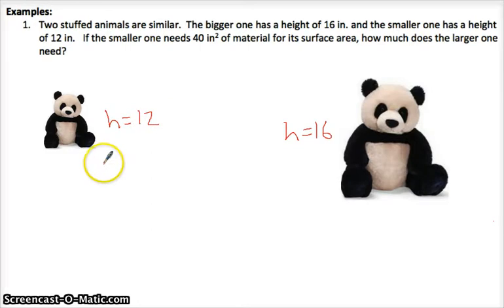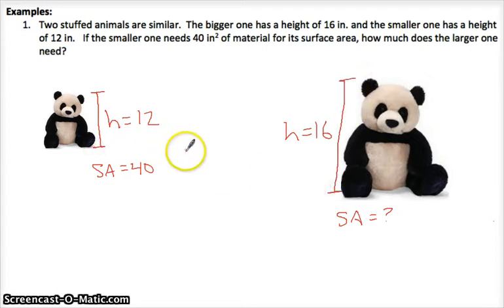The smaller one needs 40 square inches of material for its surface area. So surface area over here is 40, and our question is find the surface area over here. What we'd like to do is figure out what this 12 has to get multiplied by to make this 16. This 12 is a length, it's how far that is, and this 16 is a length.